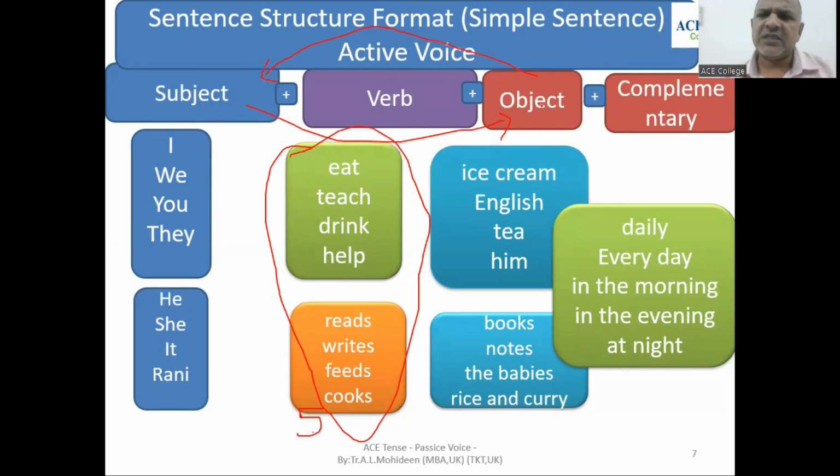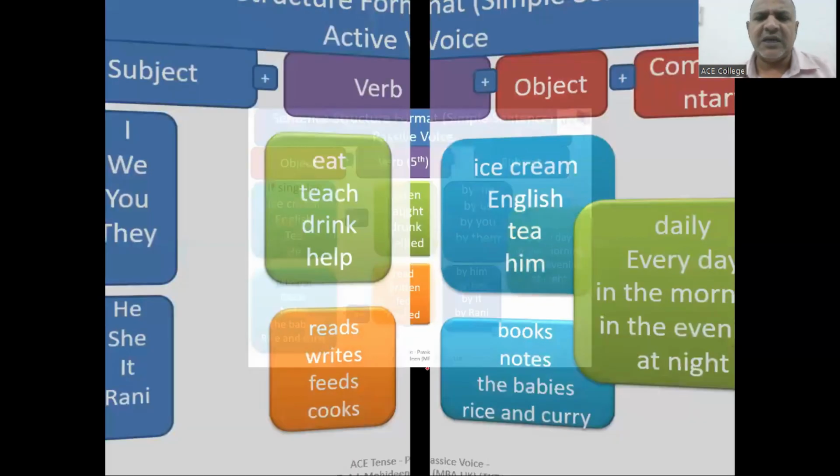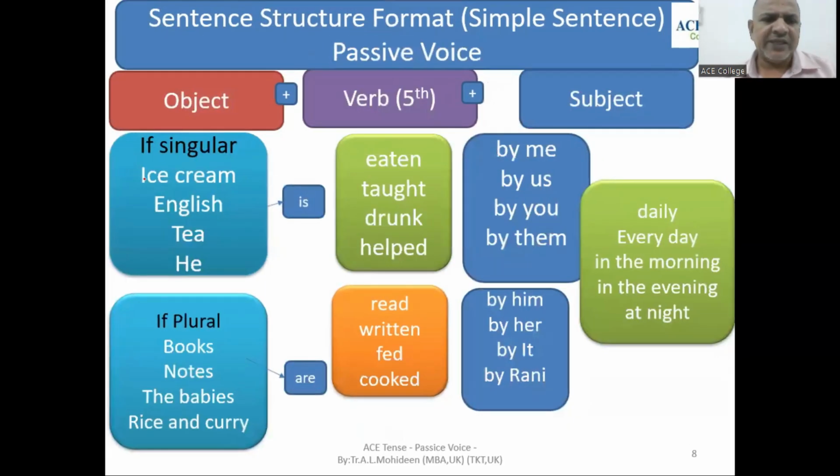And then the object, you have to go and see this object. If it is plural, you have to add are and then fifth form. If it is singular, is and fifth form. This is the example. Now you can see ice cream is the object, then verb, and subject. Ice cream is the object, now is, then verb fifth form, eaten. Ice cream is eaten. English is taught. Tea is drunk. He is helped.